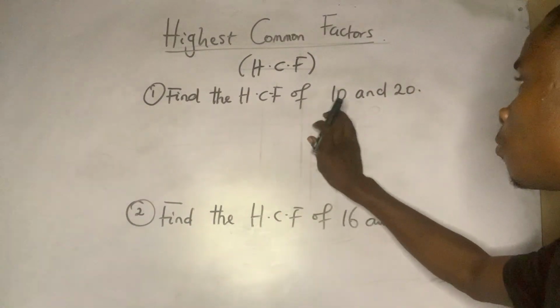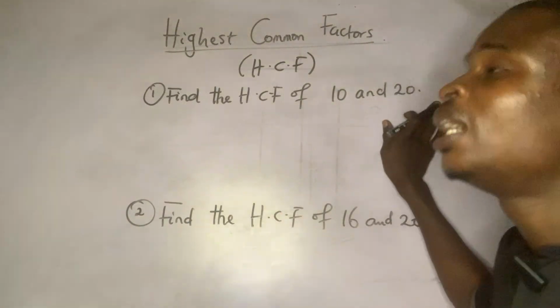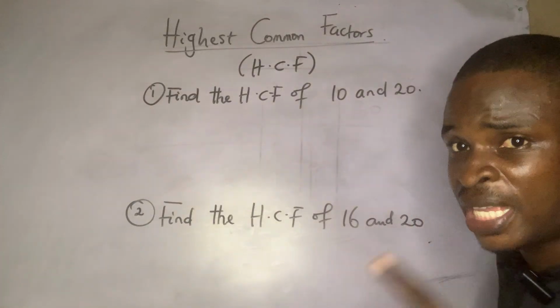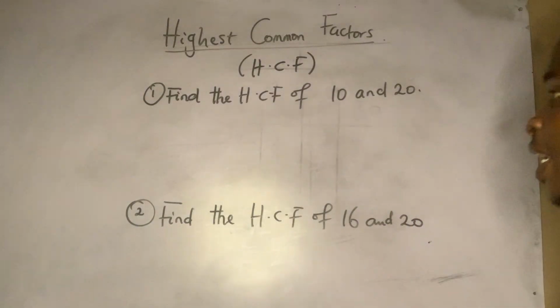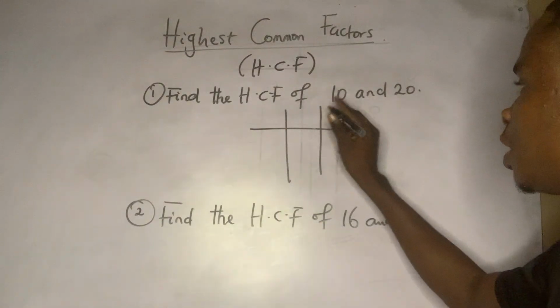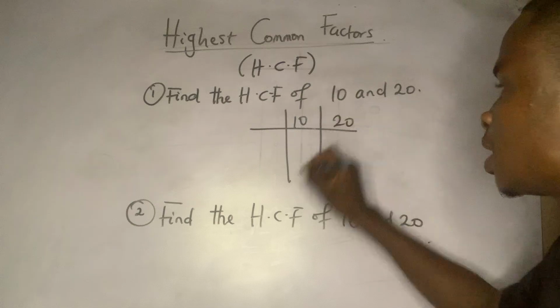Now look at this example. Find the HCF of 10 and 20. HCF is highest common factor. It's different from LCM. But you can use the same tabular method for HCF. Bring down your 10 and bring down your 20.